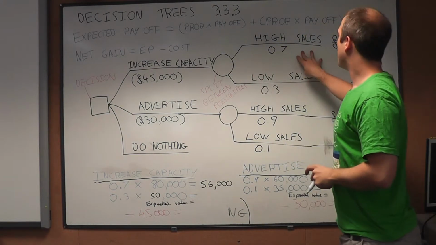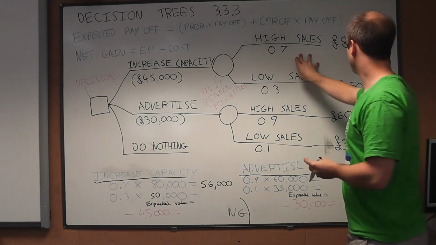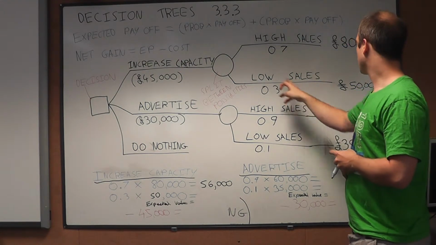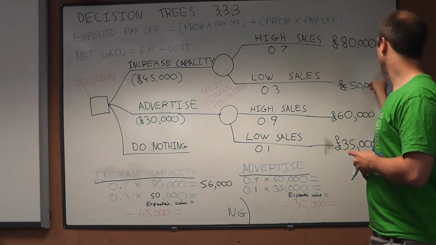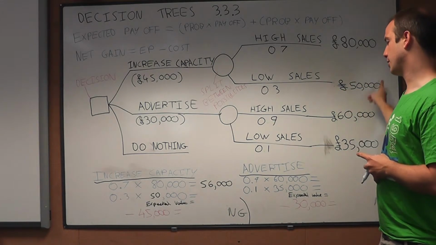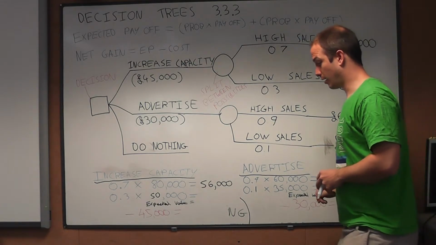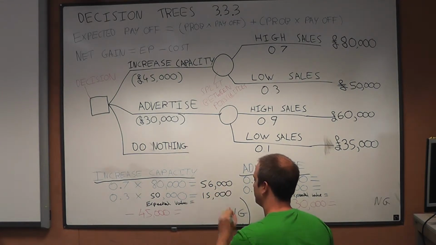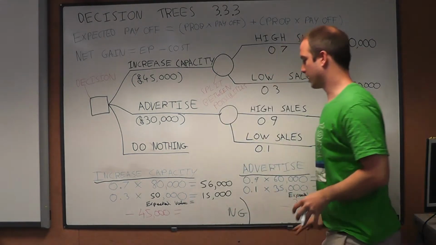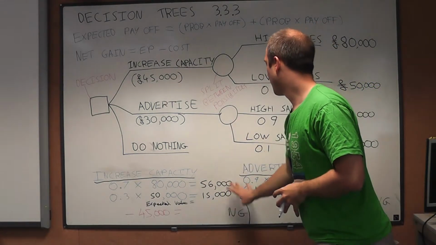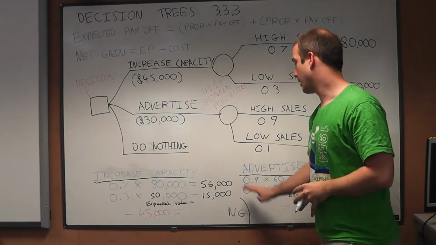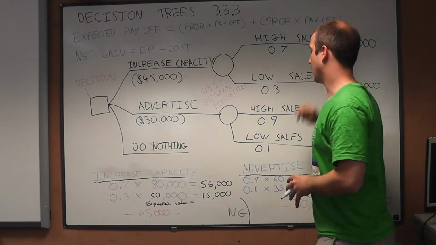Okay. We also need to consider the probability of there being low sales. So 0.3 multiplied by 50,000. So 0.3 times 50,000 would give you 15,000. So that's the probability multiplied by the payoff.